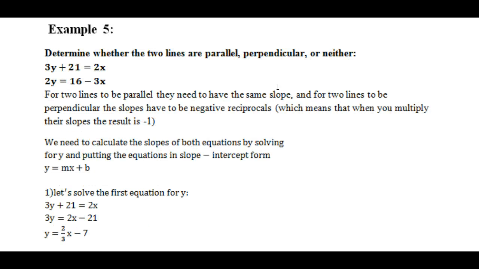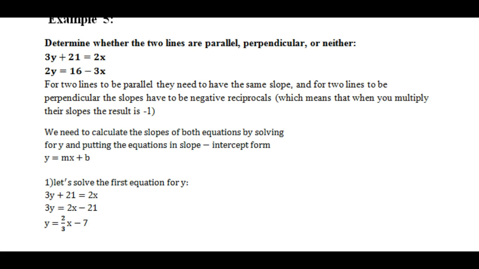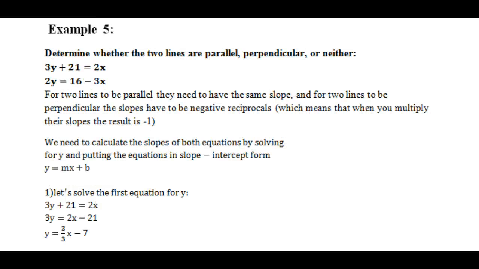Alright? Now let's go to example 5. Determine whether the two lines are parallel, perpendicular, or neither. The problems on your quiz will be slightly different, but you need to understand how that works, okay? So for two lines to be parallel, they need to have the same slope. And for two lines to be perpendicular, the slopes have to be negative reciprocals. What does that mean? It means that when you multiply their slopes, the result will be minus 1.